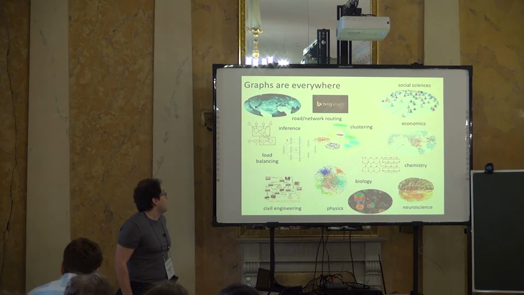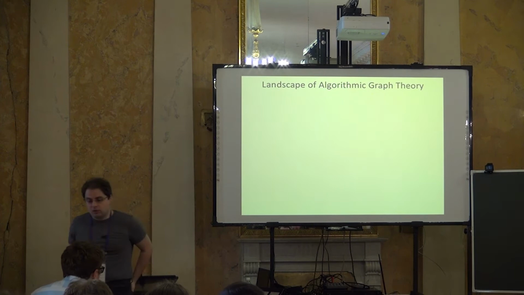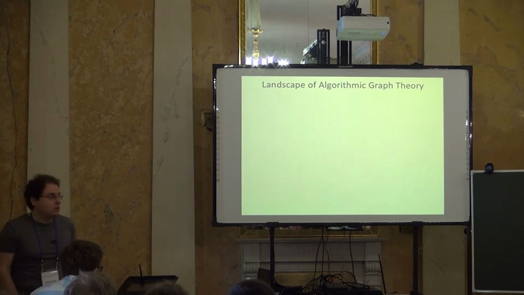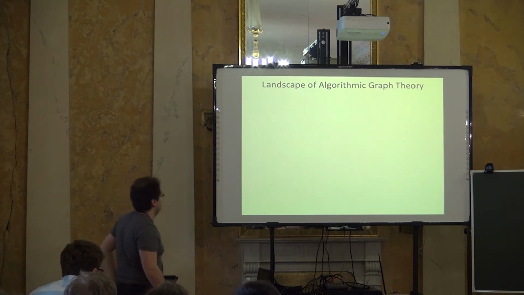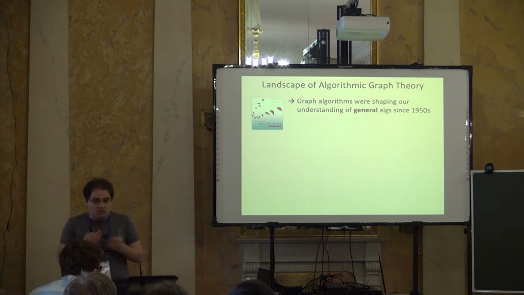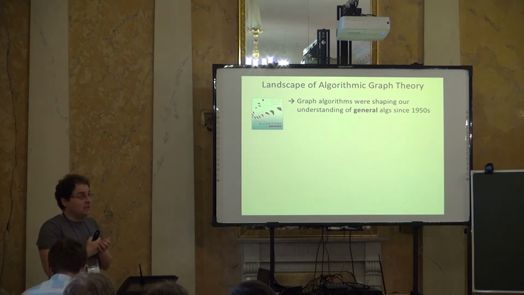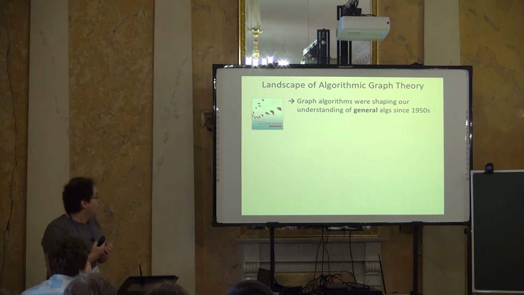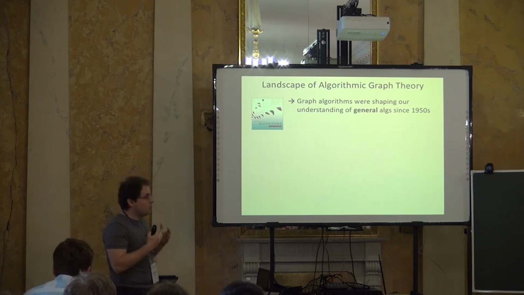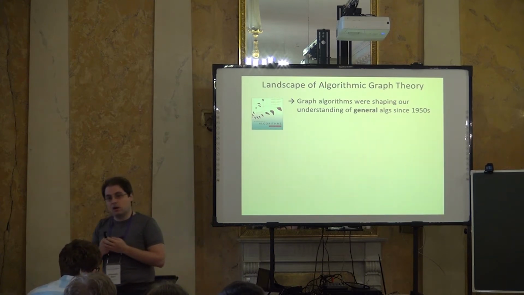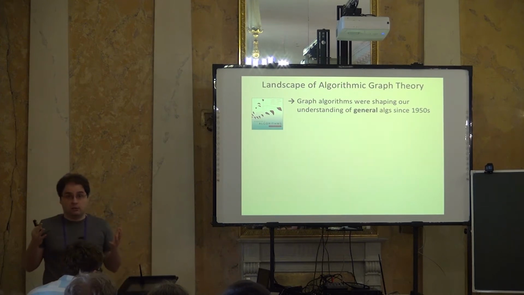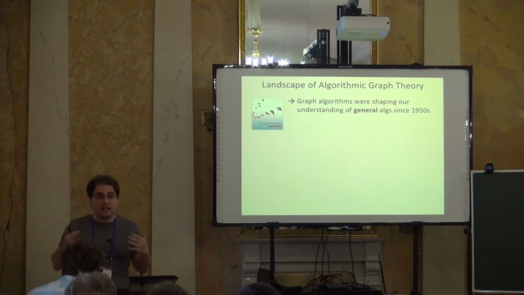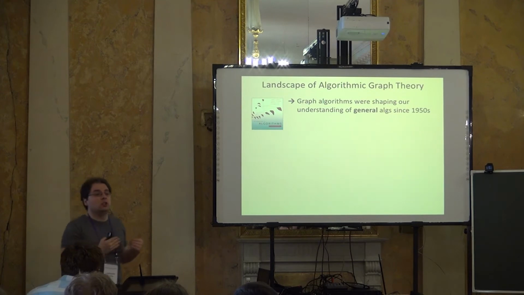Okay, so these are graphs. But we are talking here about algorithmic graph theory. So what has been happening in graph theory for the last 50 years? Graph algorithms started in the 1940s or so, and this is an extremely important area, not only of graph theory but of algorithms in general. Many of the key ideas in algorithms were first conceived in the context of graph problems.